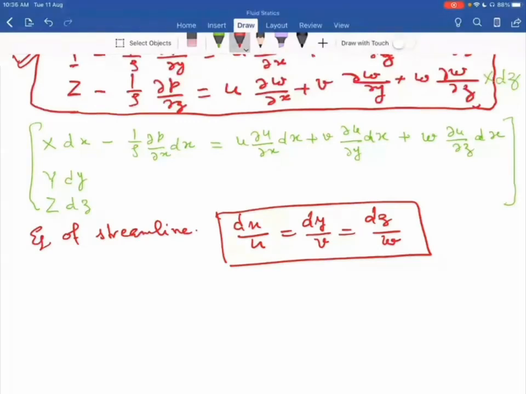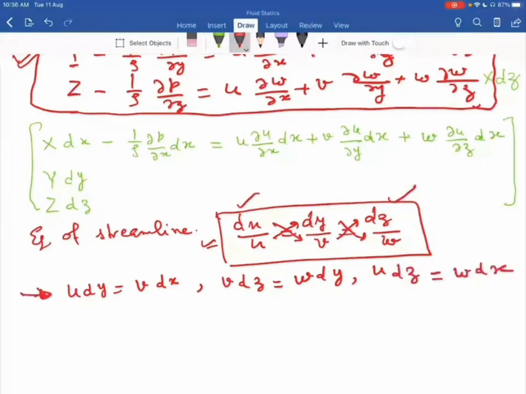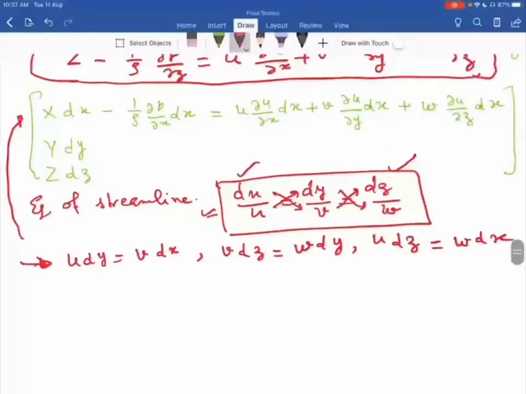Okay, so from this equation you can write u dy equal to v dx. ये प्रोडक्ट अगर आप देखोगे, ठीक है, you can write v dz equal to w dy and then you can write for these, that is u dz, that comes out to be w dx. dy is v dx, v dz is w dy and u dz is w dx. ठीक है, तो मैं इन वैल्यूज को इस फर्स्ट इक्वेशन में पुट करूंगा. So I write the equation again, this is our first equation.